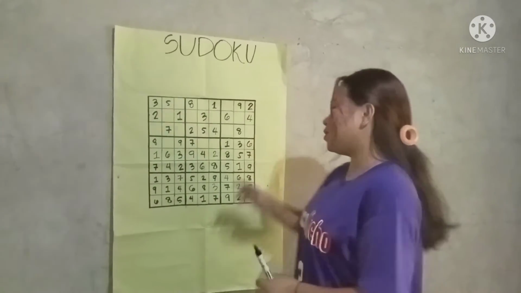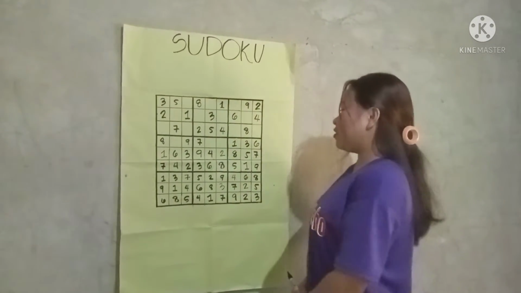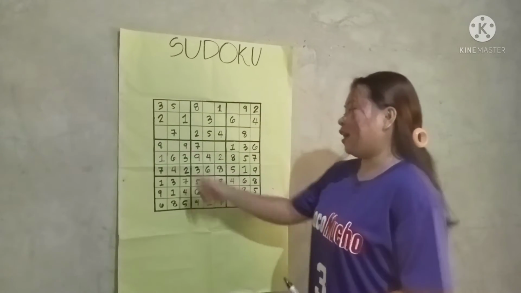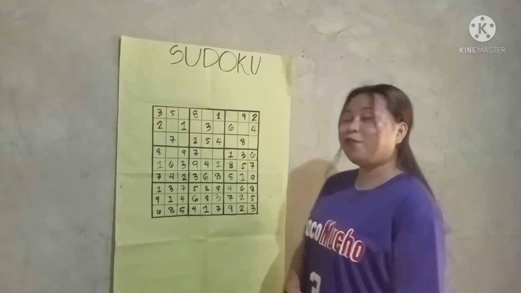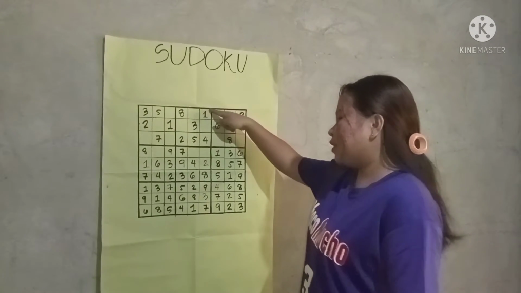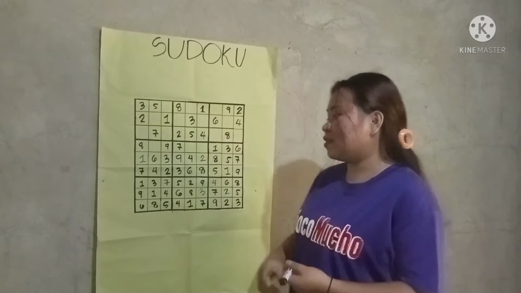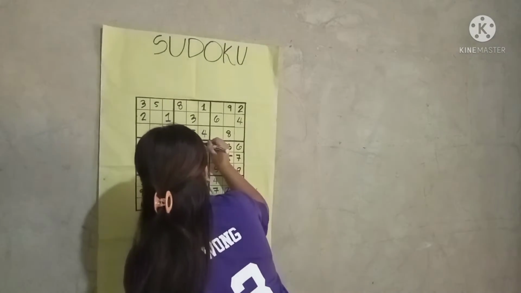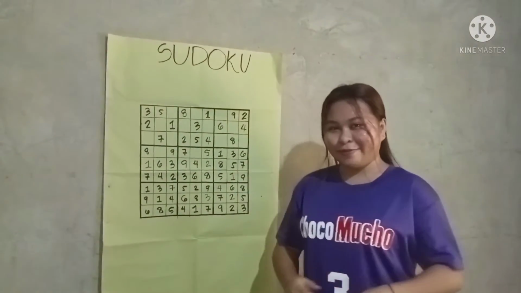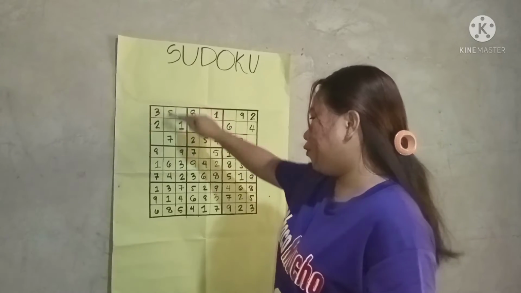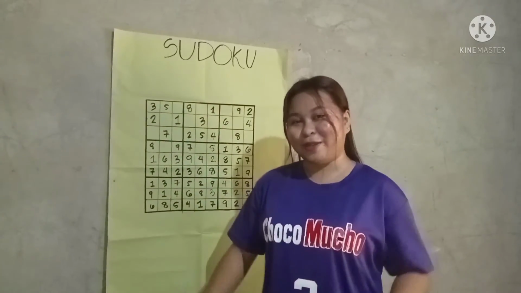Let's proceed to row 6. In row 6, the numbers are 1, 3, 6, 7, 8, and 9. The missing numbers are 2, 4, and 5. In this box, and in this row, the numbers 2 and 4 are available. So we're gonna put the number 5. In this row, as you can see, the number 5 and the number 4 are available. So we're gonna put the number 2.